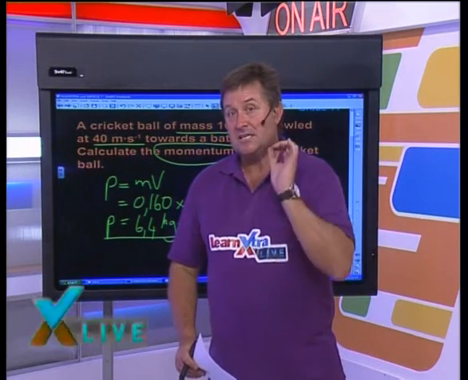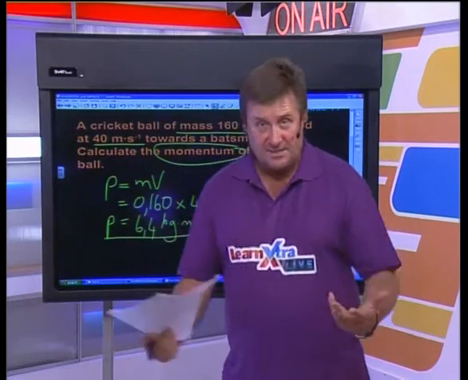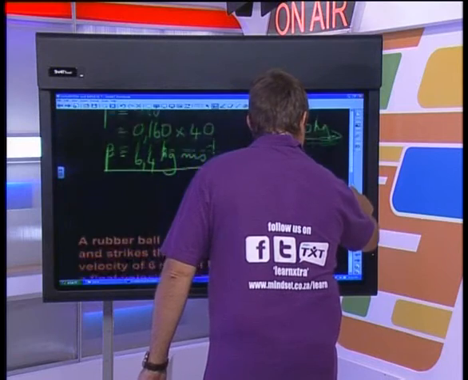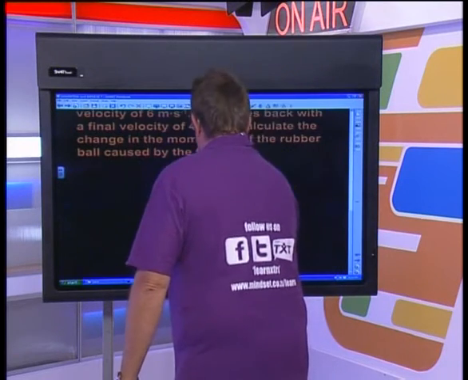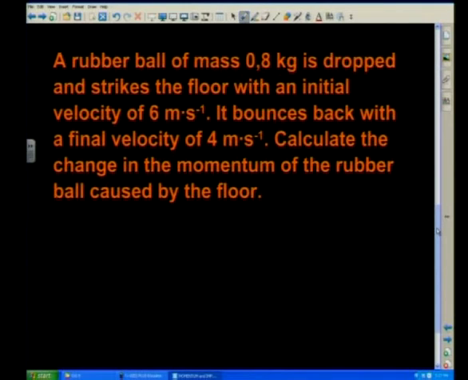All right, guys, let's not forget our vector component of momentum. Direction is very, very important here. And the second question I'm going to do now is going to help us practice this whole concept of direction once more. And I'm going to scroll down to this question over here, and there it is. A rubber ball of mass 0.8 kilograms is dropped and strikes the floor with an initial velocity of 6 meters per second, and then it bounces back up with a final velocity of 4 meters per second.